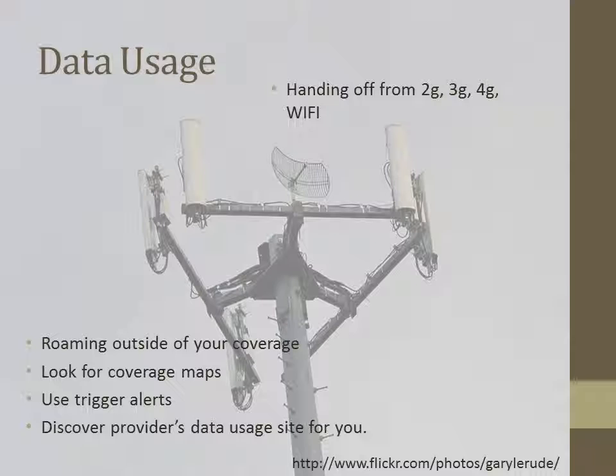So a couple of things to look for are when you're roaming outside of your coverage network, so that you know that you've switched to a different rate of payment. Get familiar with your coverage maps through your provider's website. Set up some trigger alerts, which are usually provided again through the website of your provider, which can tell you, okay, I'm at 85% of my data plan already, and it's 3 or 4 days before it resets. And then also discover that part of their website which shows you what data you've already used for the month.